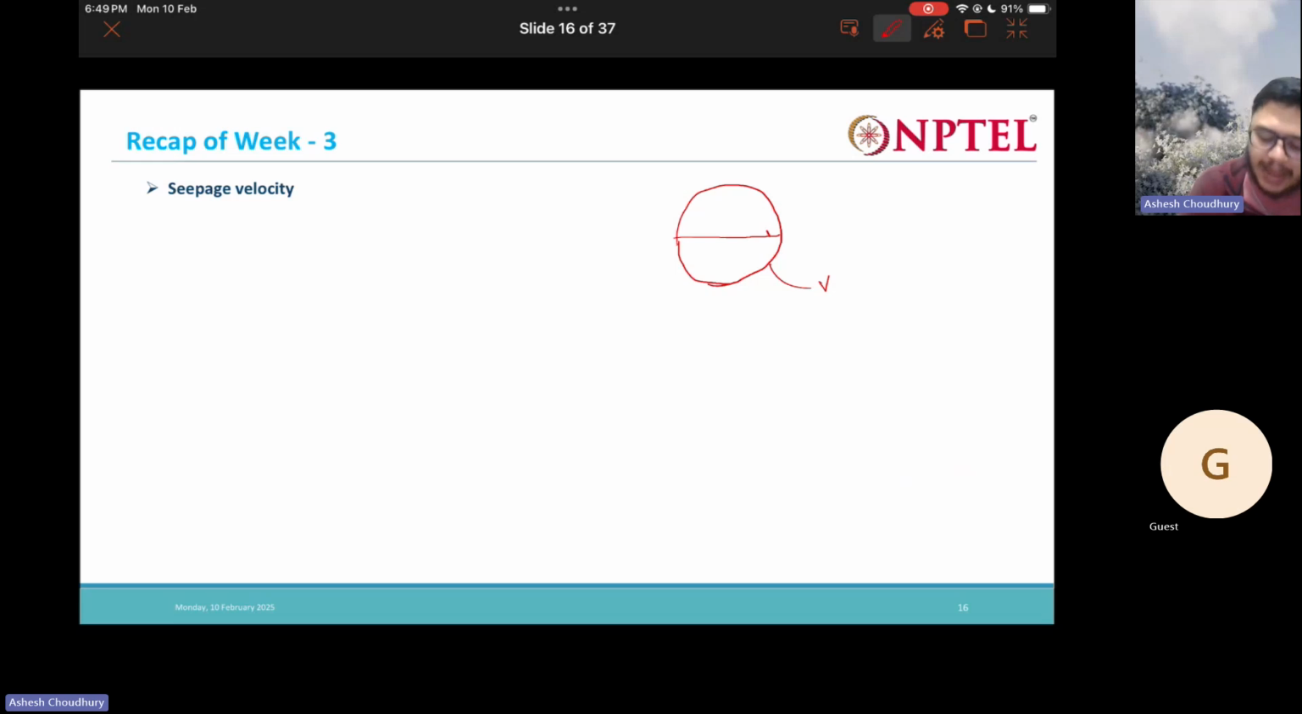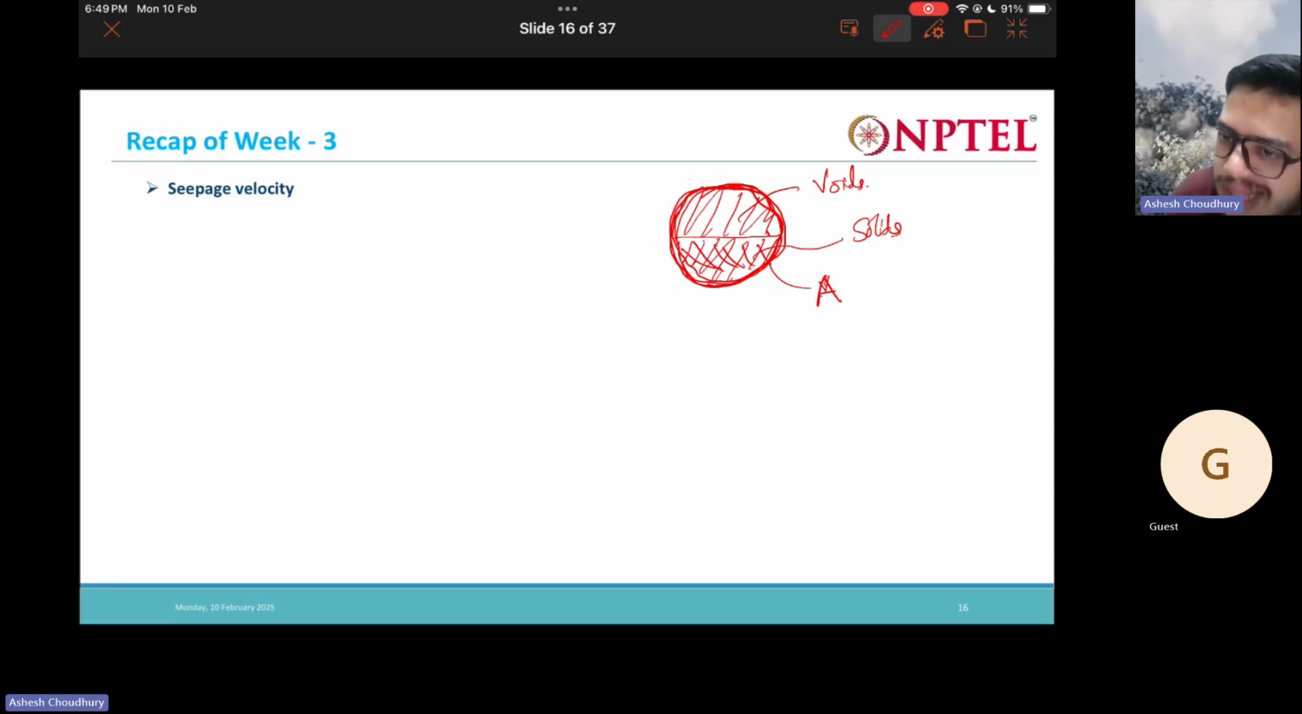Let us consider this is a pipeline, a cross section of a pipe. In that pipe, some area is taken by the soil solids and some area is taken by the voids. V is the complete volume, and A is the complete cross-sectional area of our pipe. Some amount is covered by the solids and some amount is taken by the voids.